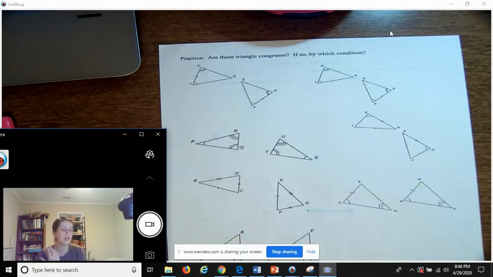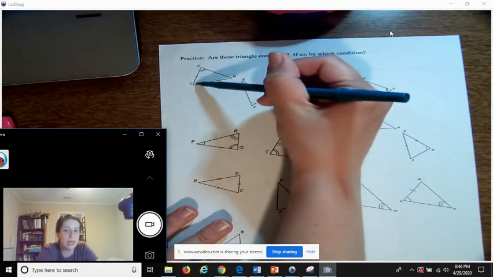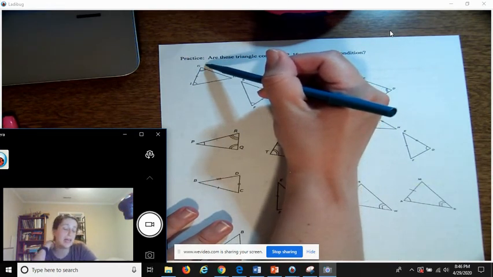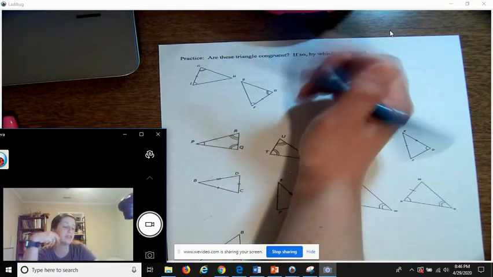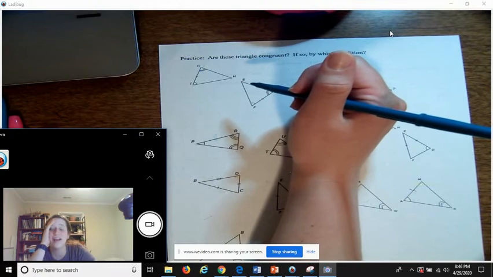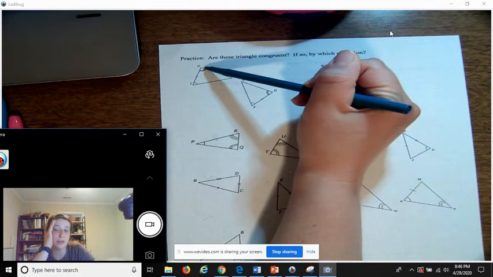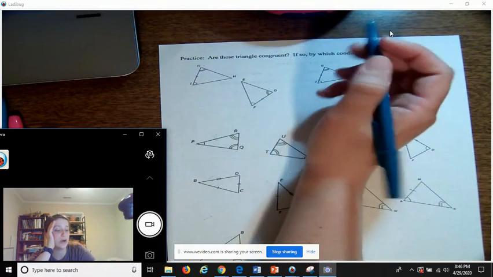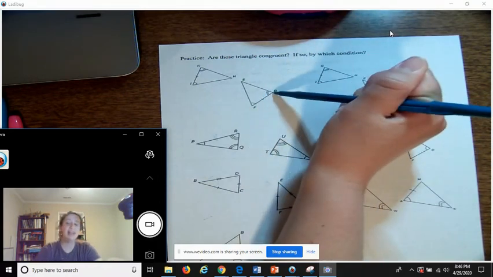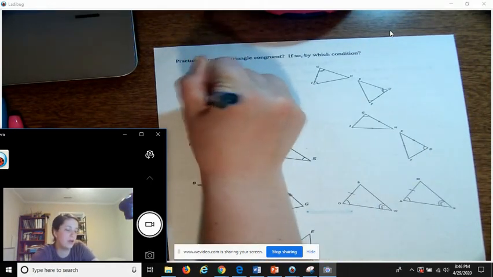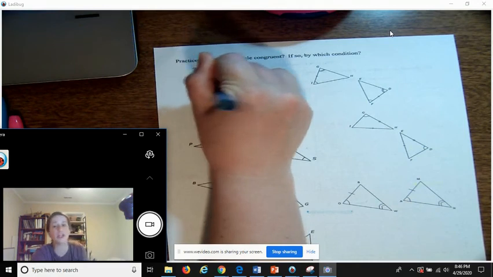So it says, are these triangles congruent? If so, by what condition? So notice we have an angle, a side, and an angle here. So that could work as long as we have the same side in between the two angles in the other one. I've forgotten how to talk. I'm sorry. So we have angle, side, angle. As long as we have two angles congruent in the next one, where a side is in between them, then we should be good to go. Notice we have angle, side, angle again here. And so this should work. So angle, side, angle. Yes, these are congruent.